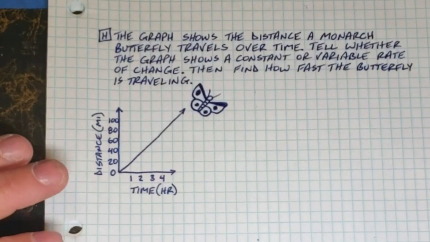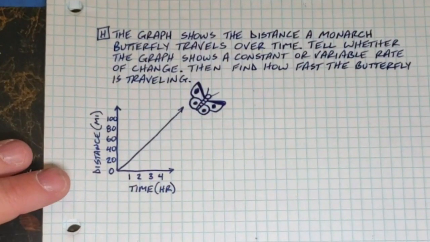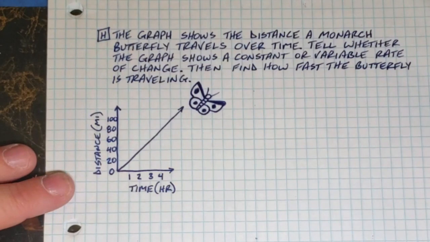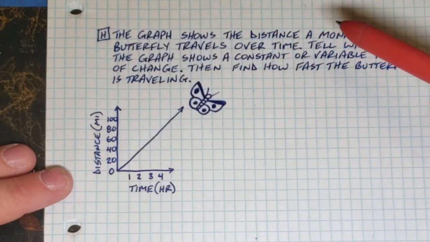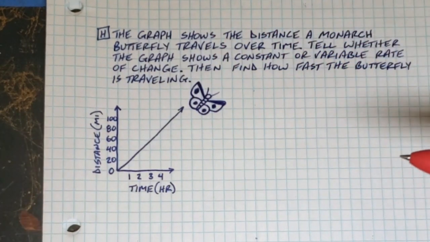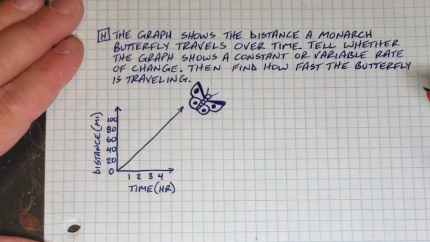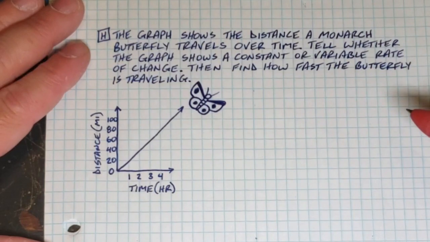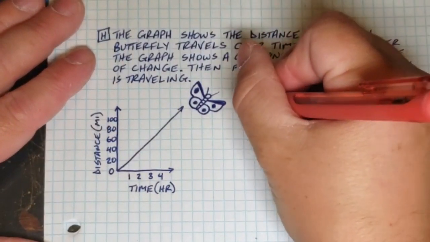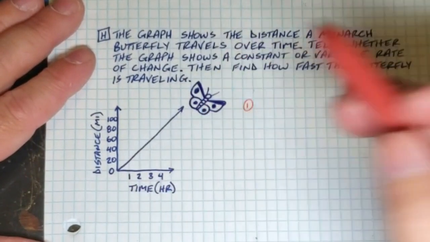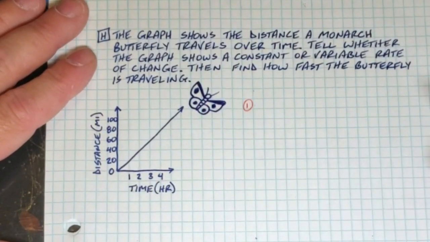Last up, let's look at a problem about a real world situation. This graph shows the distance a monarch butterfly travels over time. Tell whether the graph shows a constant or variable rate of change. We can do that. Then find how fast the butterfly is flying. There are two parts of this. The first part is to tell if this graph is a constant rate of change or a variable rate of change. What do you think?